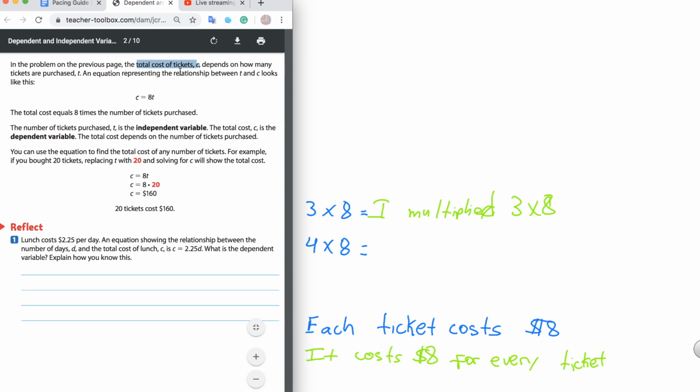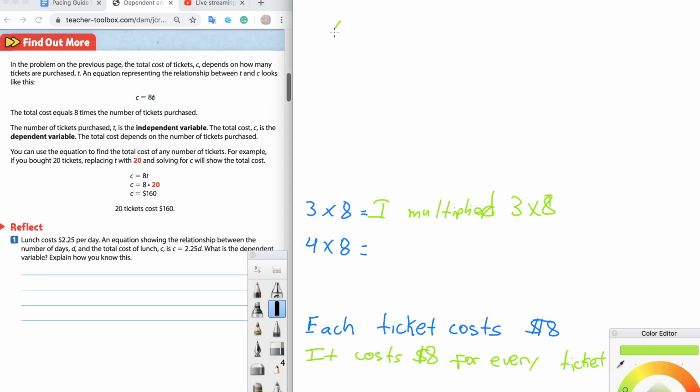So this is going to be how much it costs me. And then this is going to be how many tickets I bought. So if I bought one ticket, it'll be $8. Well, how is that true? Well, if the ticket equals 1, we're going to put this in the equation right here. And instead of T being T, it's going to turn into a 1. 8 times 1 is 8. So the cost would be $8.